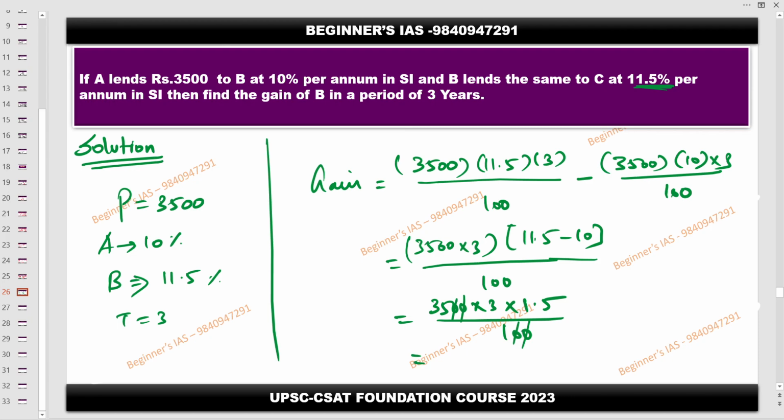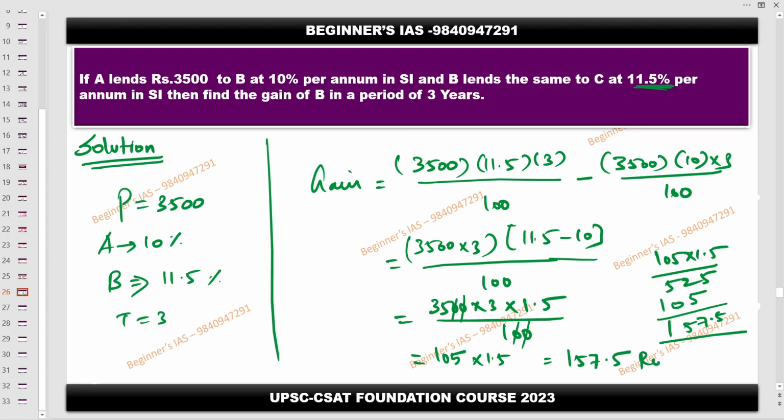Then 35 into 3. What is 35 into 3? 105, yeah? 105 into 1.5. That is the answer. So 105 into 1.5. Here 25, then here 5, here 5, 0. Then here 7, 5, 1. So 1 decimal point. Therefore 157.5 rupees. This is nothing but the gain.